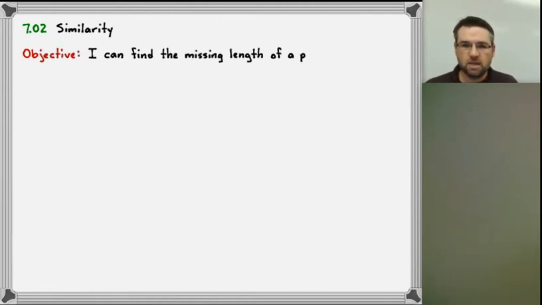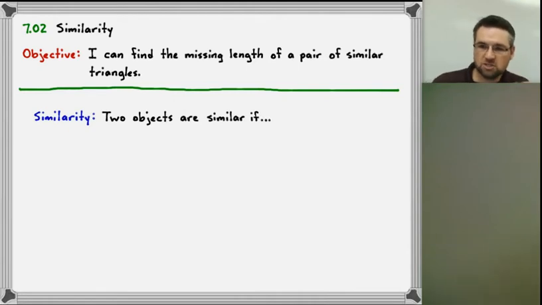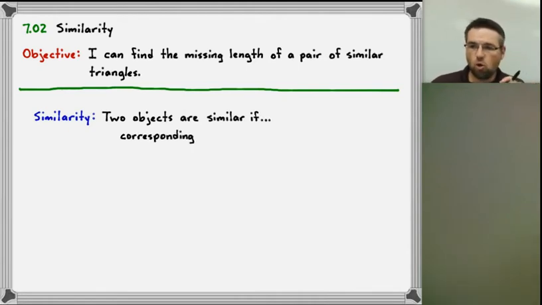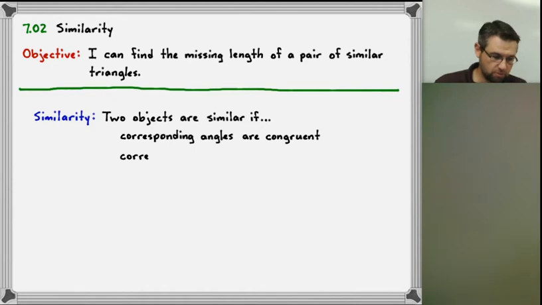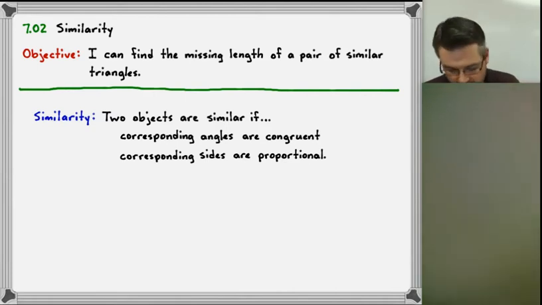Again, similarity, and our goal is to be able to find the missing side lengths of a pair of similar triangles. Well, what does it mean to be similar? Similarity means, okay, there's two parts to the definition. Number one, two objects are similar if their corresponding angles are congruent. And number two, their corresponding sides are proportional. What in the world does that all mean? Well, let me give you a diagram here.